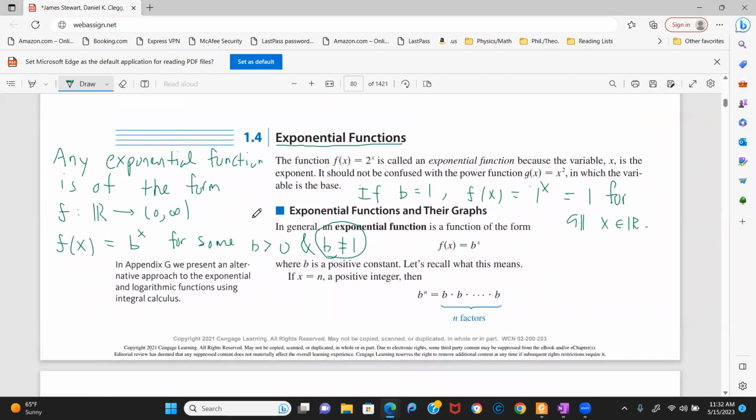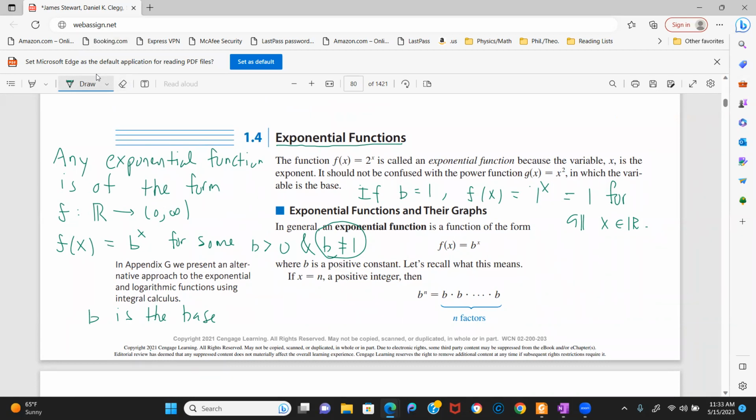So this is an exponential function. b is called the base. It's an exponential function with base b, where b is a positive number and it's not equal to 1.